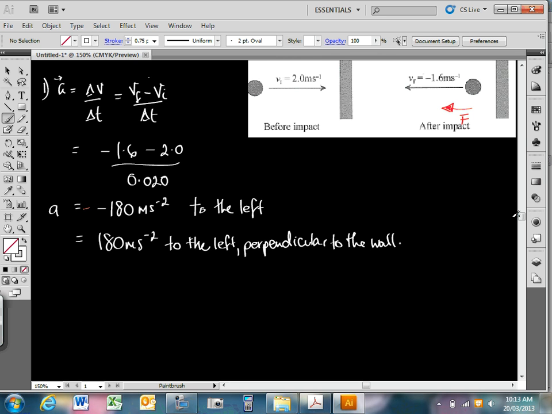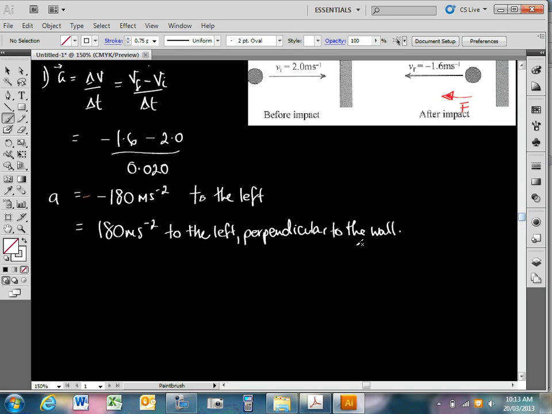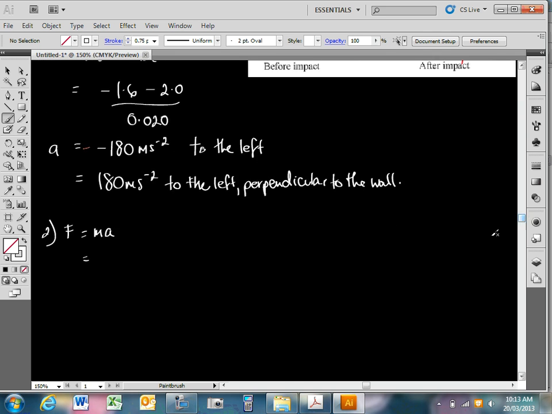The next question says, the average force acting on the ball during the impact. What is the average force? Well, we're going to go to Newton's second law, aren't we? Force equals mass times acceleration. And they give us the mass. The mass of the ball is 200 grams. We must change that to kilograms to get our force in newtons: 0.2 kilograms multiplied by our acceleration, 180 meters per second.